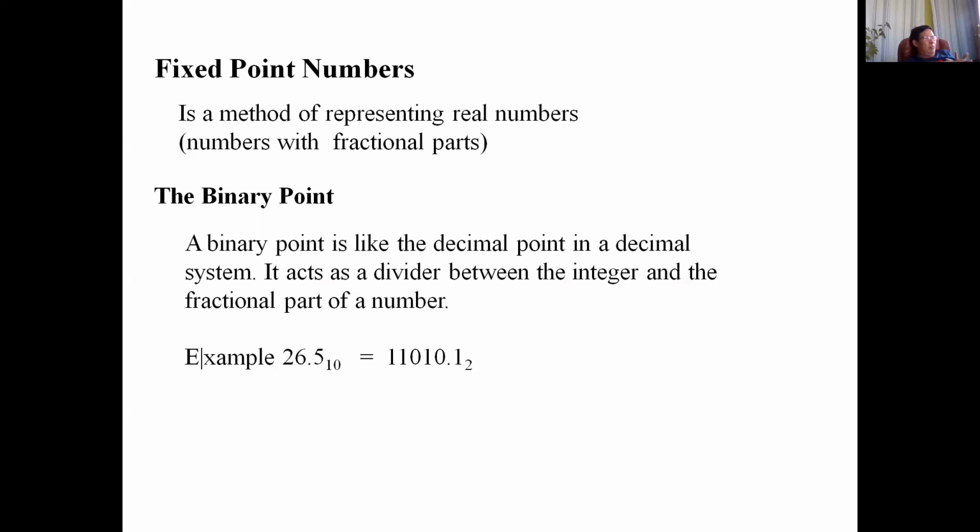Fixed point representation. There are two ways to represent fractions: fixed point and floating point. When you say fixed point, we designate a certain position to be the position of the point. It's either a decimal point or a binary point. It acts like a divider between the integer and the fraction. For example, when we say 26.5, the point separates the integer, which is 26, and the 0.5, which is the fraction. When we say 11010.1 base 2, there's an integer of 11010 and a fraction of 0.1 or 1/2. Any questions?